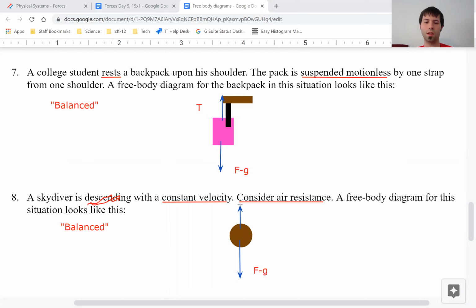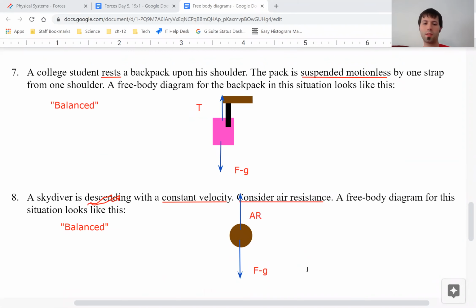We know air resistance goes against motion. The motion would have been otherwise downward. Actually, we do know he's going downward, so I guess that word descending might have been important. Excuse the size of my arrow. Let me try that again. Okay, so there's air resistance, and there we go.